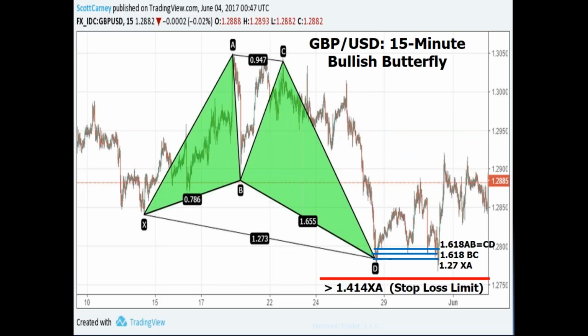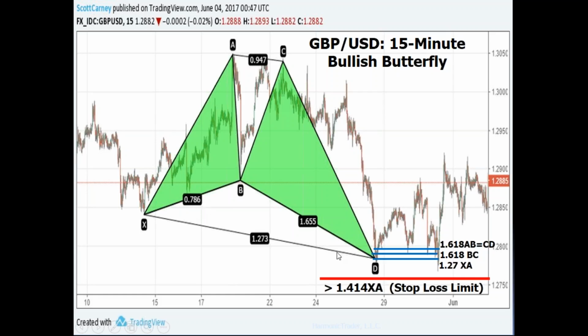Here we have another example of British pound, US dollar on a 15-minute basis. This time we've got a bullish butterfly. Now notice this M formation. Here's a distinct low up to the distinct high. Down to our B point, look, an exact 786 retracement at B right there.